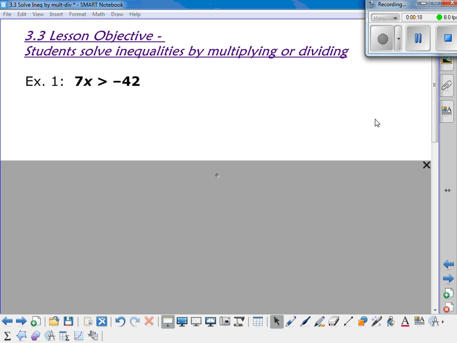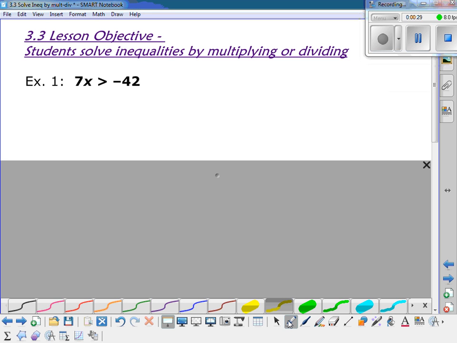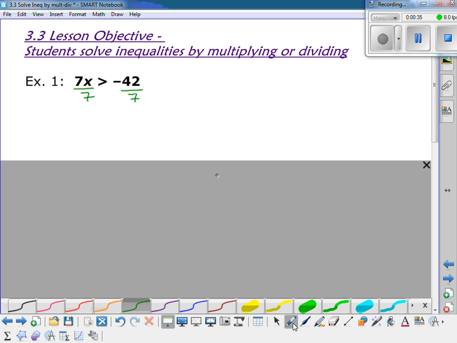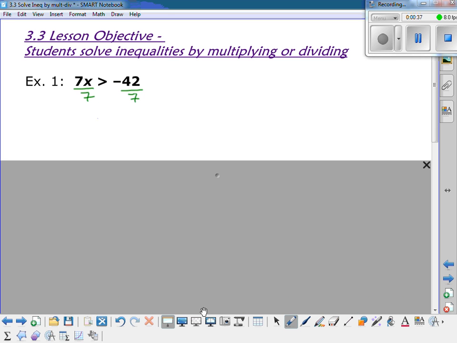So 7x means 7 times x, right? And so the opposite of multiplication is, what is it, everybody? Division, right. So we're going to divide both sides by 7. And then when I do that, I get that x is greater than -6.